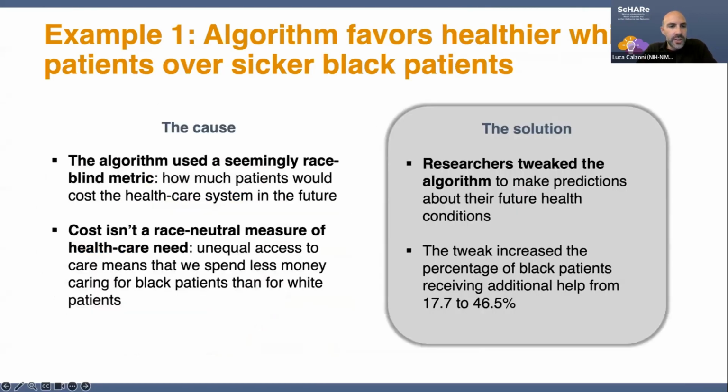And the cause was that the algorithm used a seemingly race-blind metric. It was assessing how much patients would cost the healthcare system in the future. But the problem was that cost isn't a race-neutral measure of healthcare need, because of course there is unequal access to care. So we spent less money caring for Black patients than for white patients. The solution in this case was that researchers tweaked the algorithm to make predictions about patients' future health conditions. And the percentage of Black patients receiving additional help increased from 17% to 46%. Next, please.